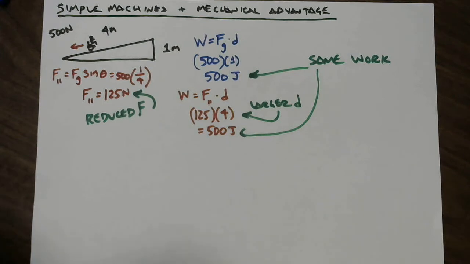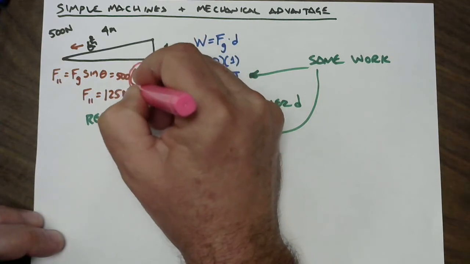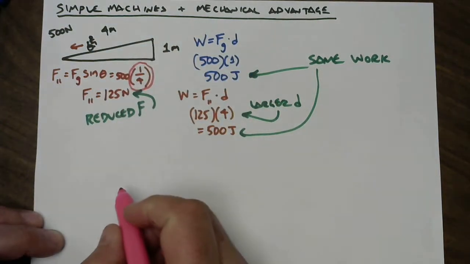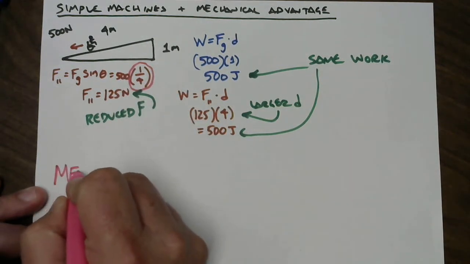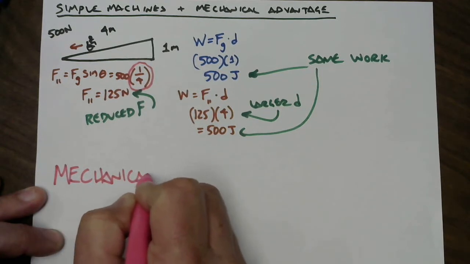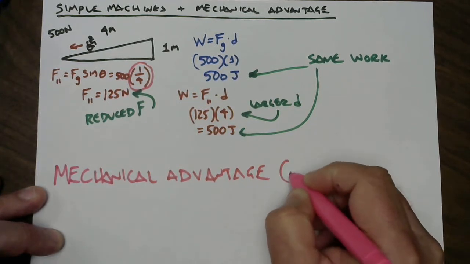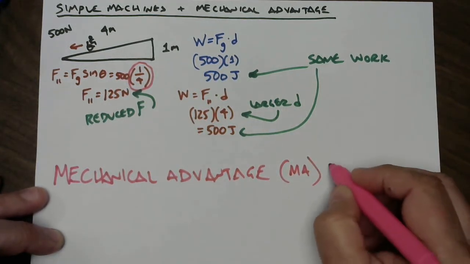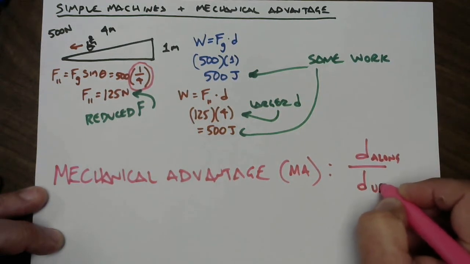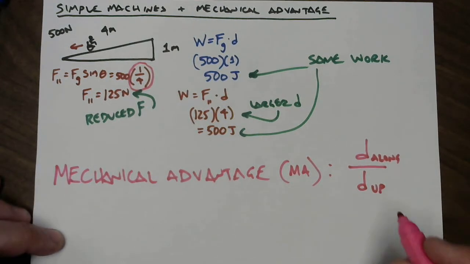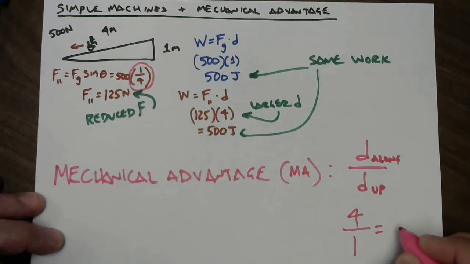Now, what's really interesting about all of this is this thing right here, this 1/4 came from the sine of theta. And this thing right here tells us by how much we get to reduce the force. So mechanical advantage, which is abbreviated MA to most of us, is the ratio of the distance along the ramp to the distance up that you're going to be traveling. And so in this case, the distance along the ramp is 4, the distance up is 1, and so this is a mechanical advantage of 4.